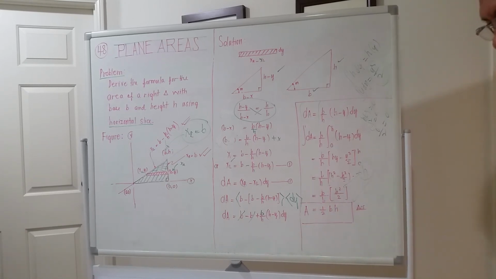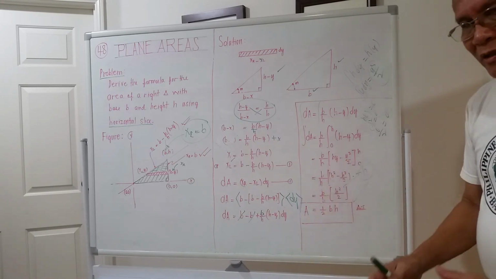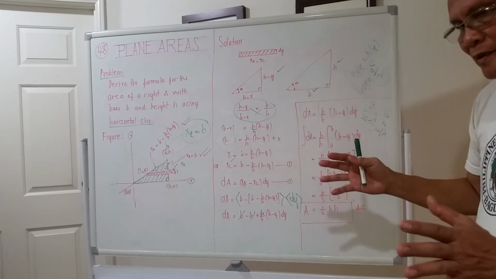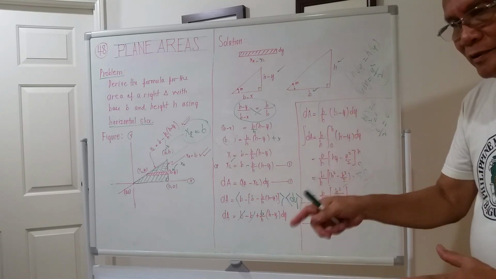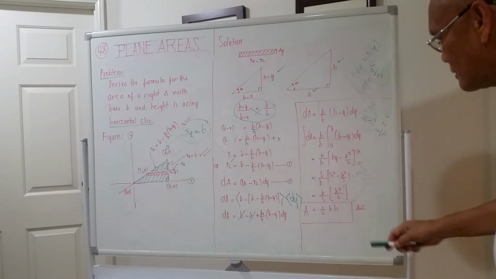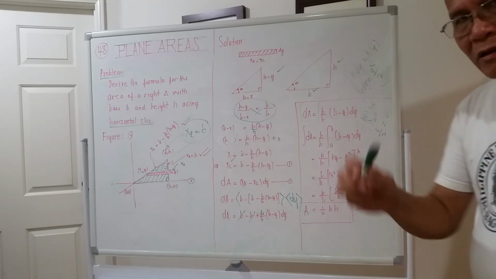It's the same. So by using the vertical slice and the horizontal slice, the resulting formula for taking the area of a right triangle is still 1/2 bh. Okay guys, that's it.